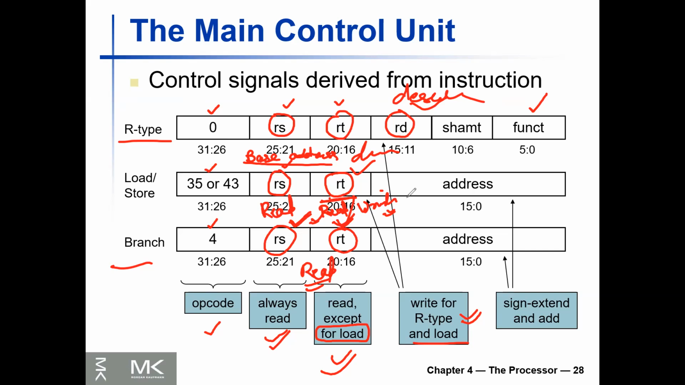Other than this, for the load, girls, this is address here, which is offset. We know that it is 16 bits. And again, this is address here, 16 bit for the branch where to jump.